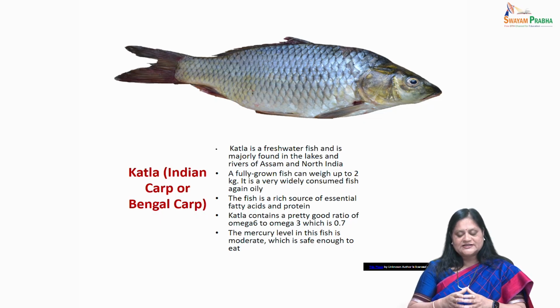The fish is a rich source of essential fatty acids and protein. Katla contains a pretty good ratio of omega 6 to omega 3, which is 0.7. The mercury level in this fish is moderate, which is safe enough to eat.